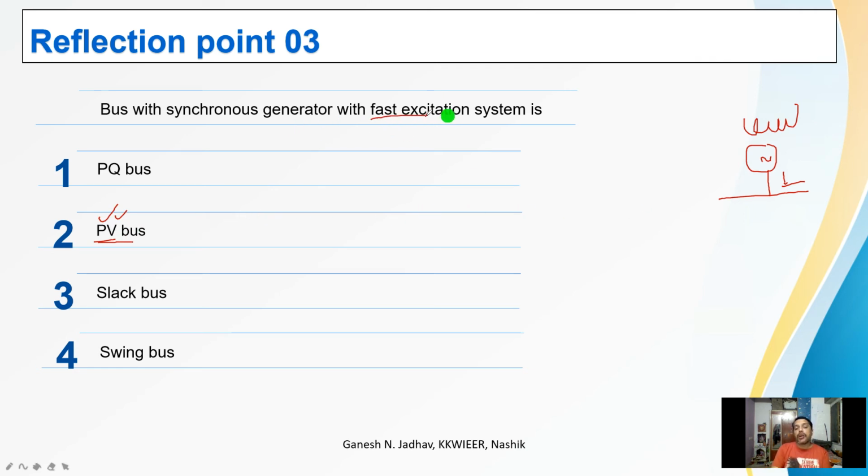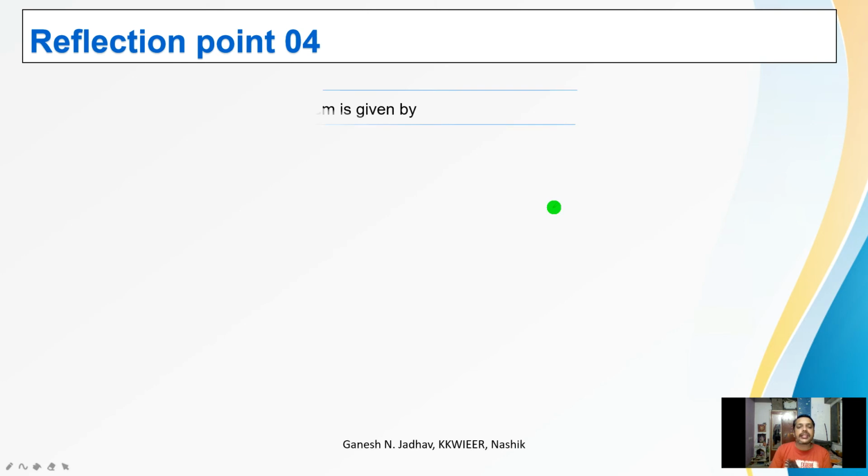In the modern power system, all synchronous generators are connected with the fast excitation system. Generally it is using the static excitation system, which is very fast, having the lesser time constant, so that bus nowadays can be treated as a PV bus, not as a PQ bus. In the old days, when there was a slow excitation system, that bus was treated as the PQ bus. So hope you got this answer. Let's come to the next reflection point.